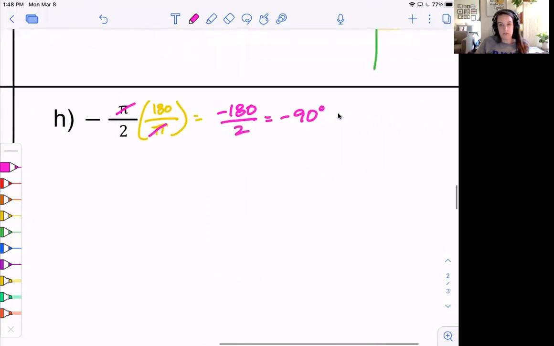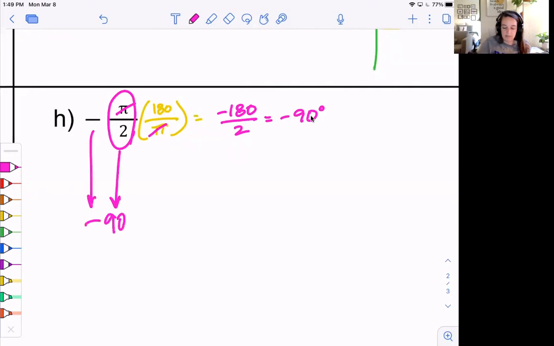The same is true for this one. If I have pi over 2, I can cancel the pi's right away. 180 divided by 2 is 90, so negative 90, right? Otherwise, you can just know, okay, pi over 2 is 90, and I'm bringing that negative straight down. So negative 90 degrees. Both ways will help you out here, okay?